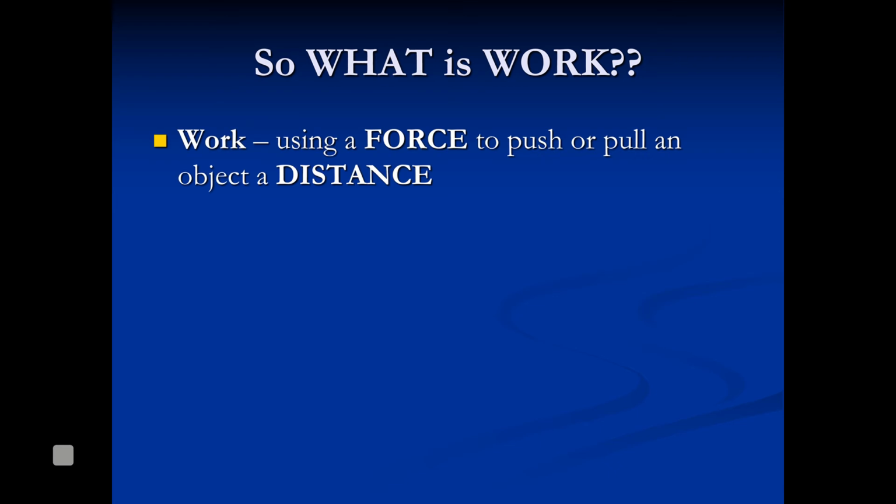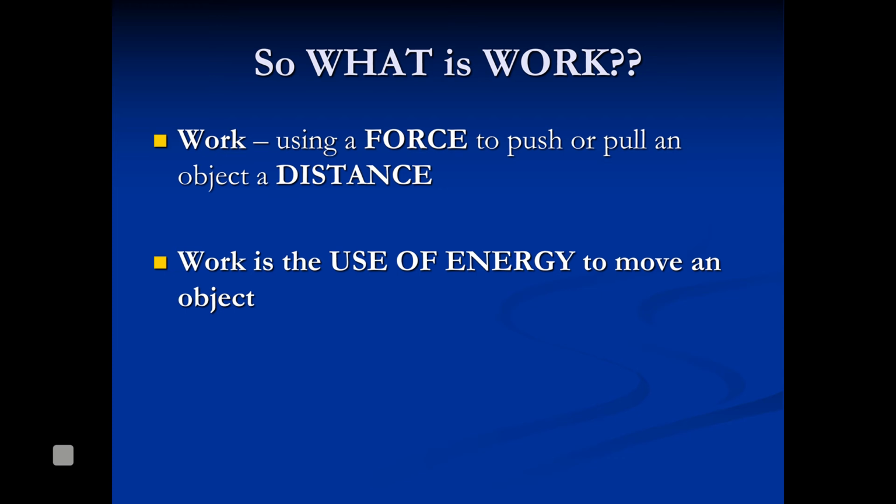So what is work? Work is done when a force is used to push or pull an object a distance. So you're going to see, when we get to the formula eventually, work is equal to force times distance. You need both of these to occur. There has to be a force and the object has to move. More specifically, it's how you are changing the energy or transferring energy into an object. Work is the use of energy to move an object somewhere else.